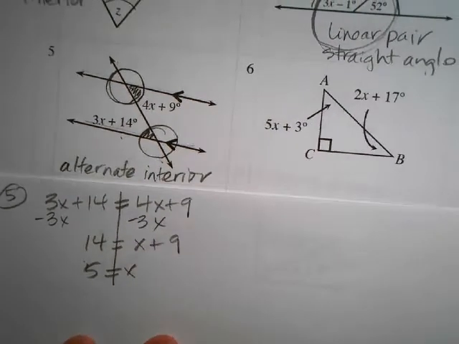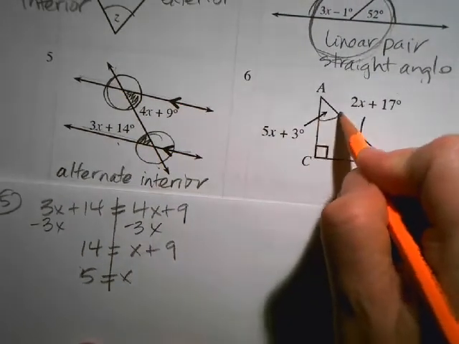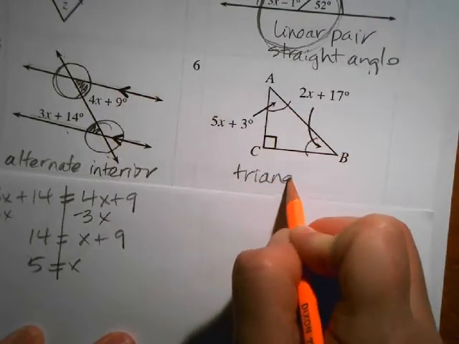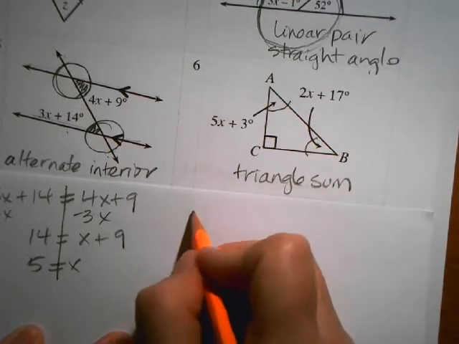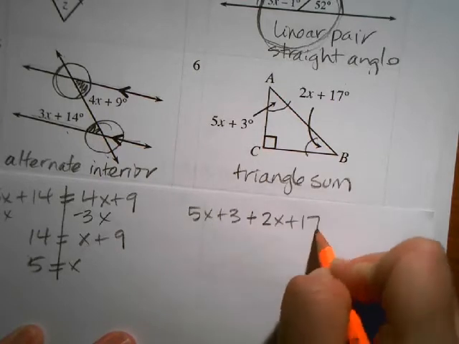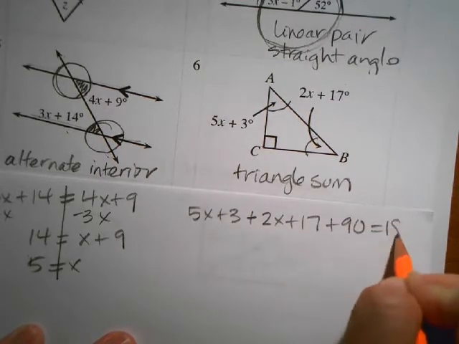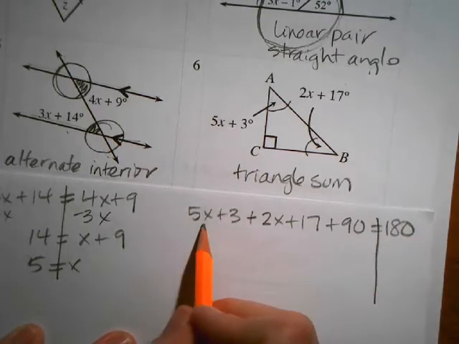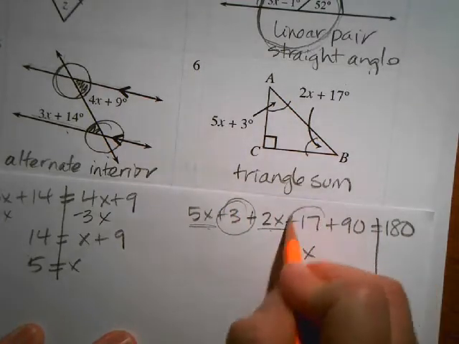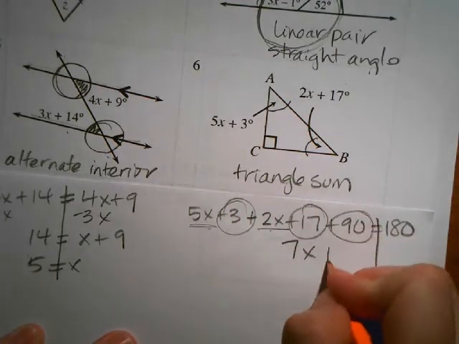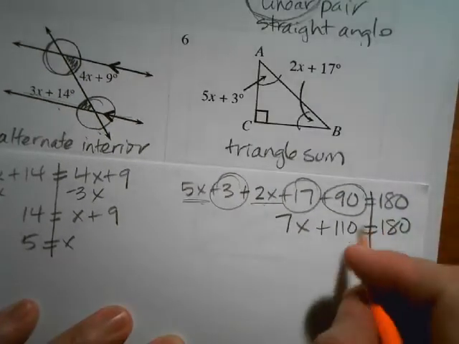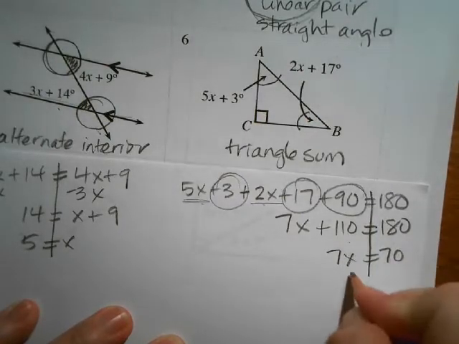Number 6, we have a triangle, and I know all the angles in a triangle add up to 180. So I'm using triangle sum. So I know 5x plus 3 plus 2x plus 17 plus 90 equals 180. Combine like terms. 5x and 2x is 7x. 3 plus 17 is 20, plus 90 would be 110. Subtract 110 from both sides. Divide by 7.